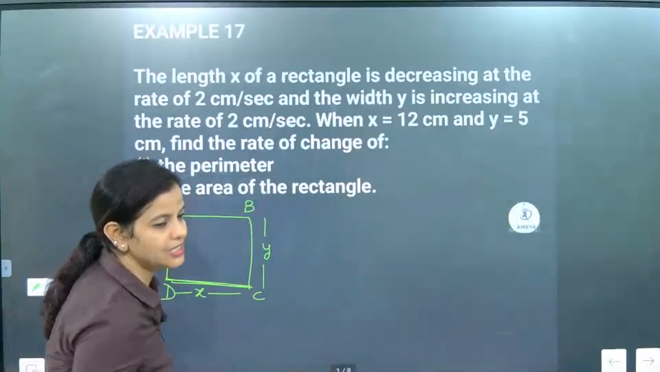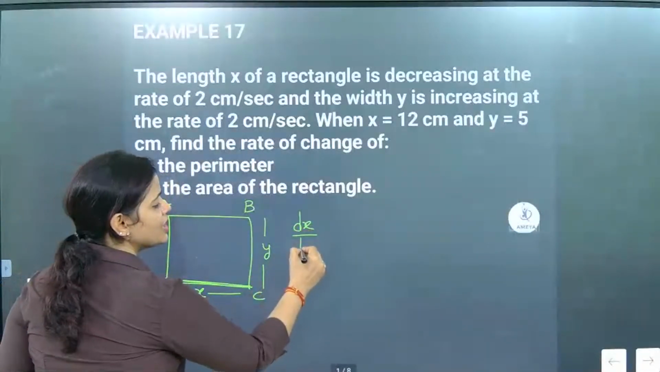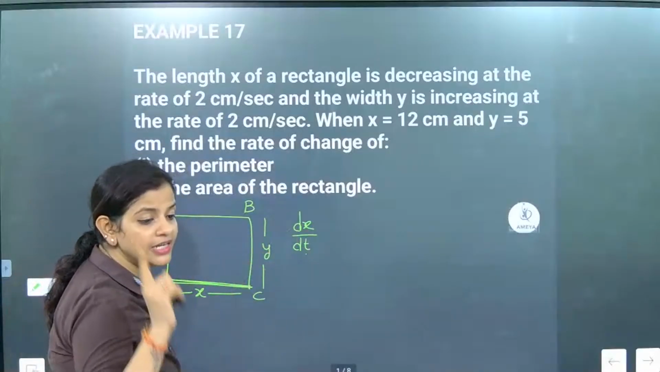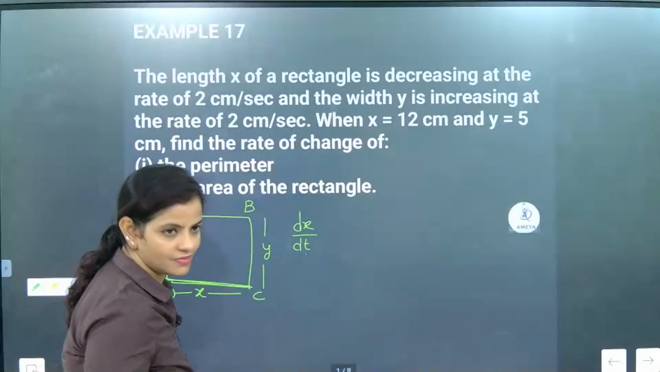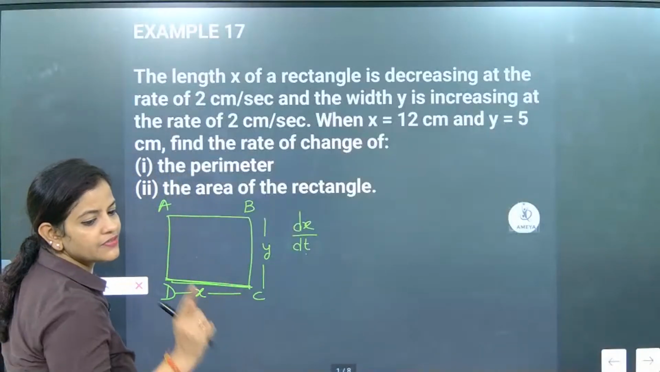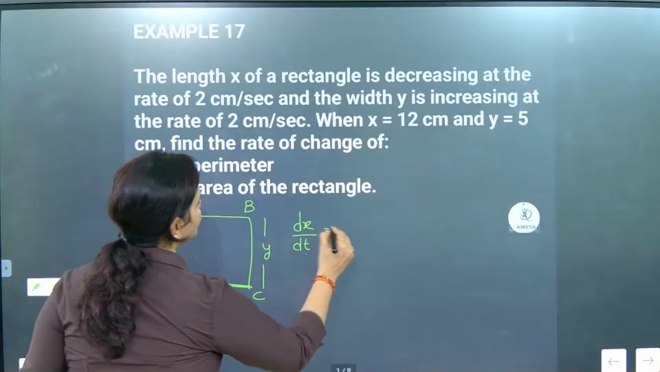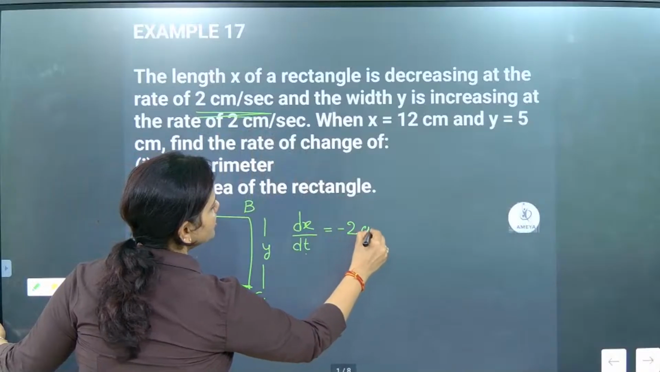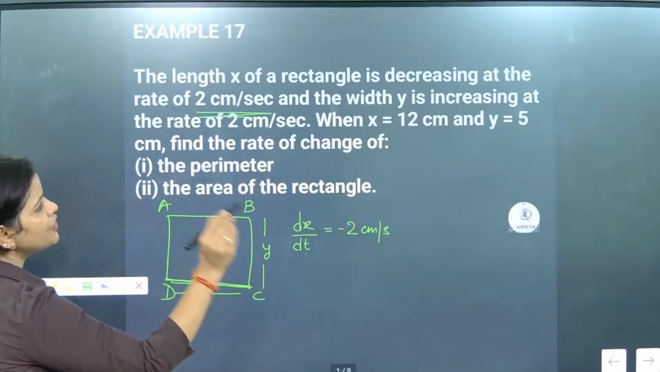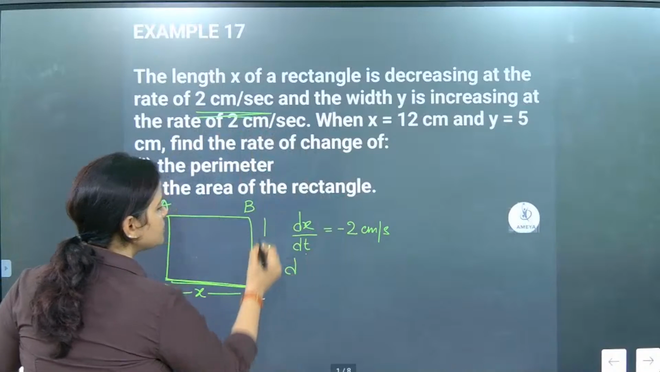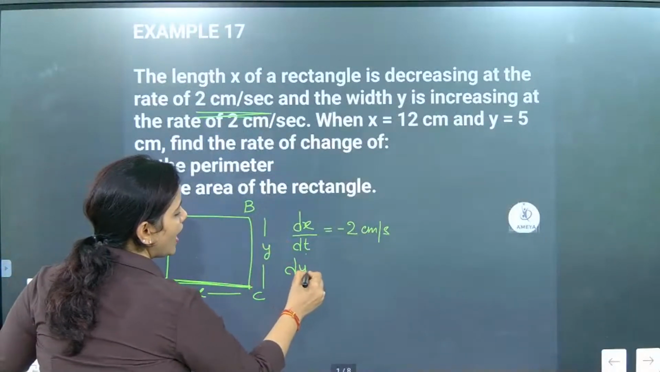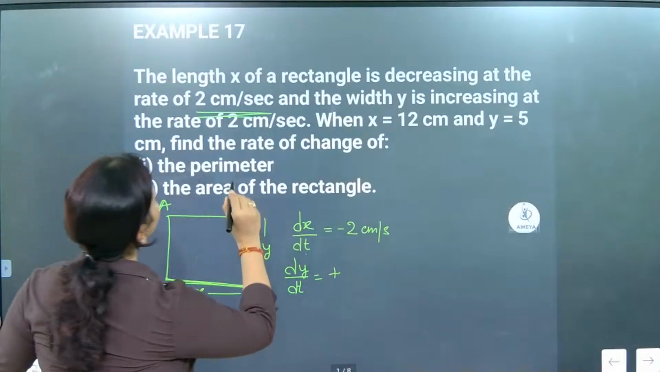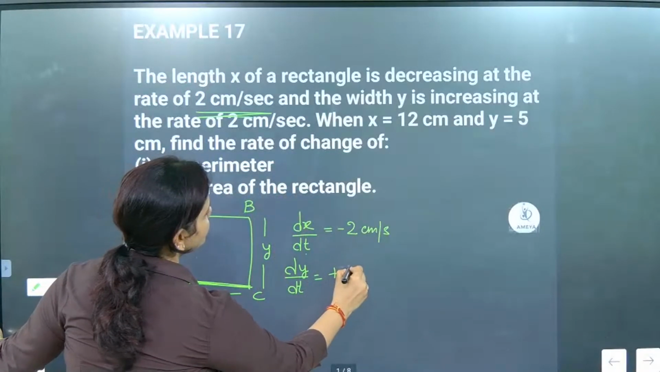Now, beta, if length is decreasing, what are we going to write? Rate of decrement of length. Length is decreasing with time. Whenever there is a decrease, it will be minus. So we write the rate of decrease as minus 2 centimeter per second. And the width y is increasing. Increase is always associated with plus, and the rate is 2 centimeter per second.